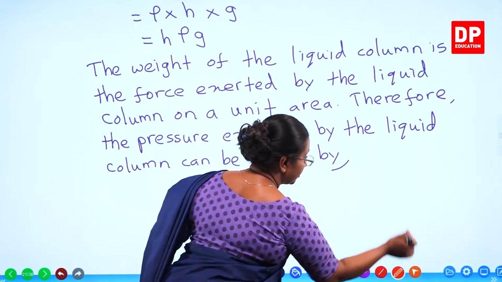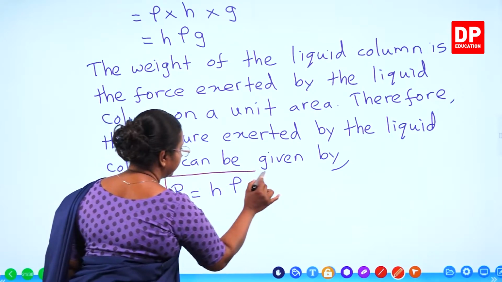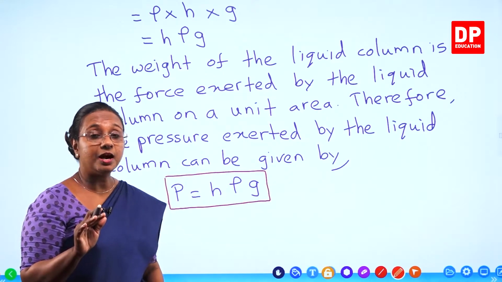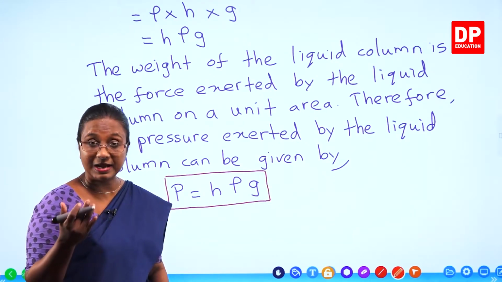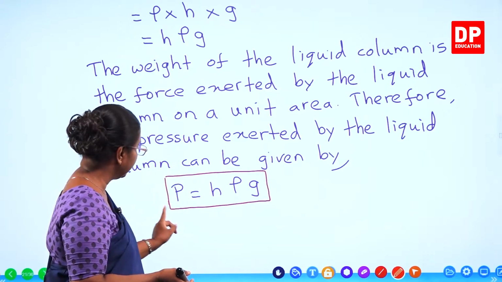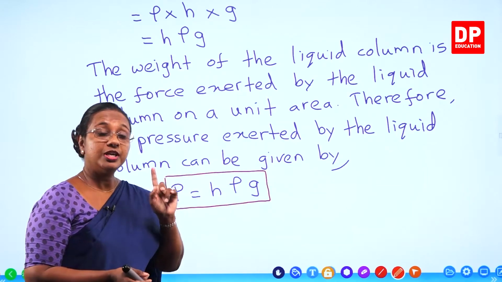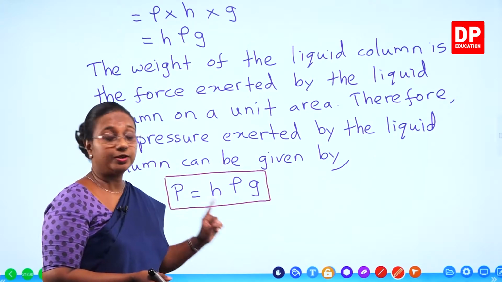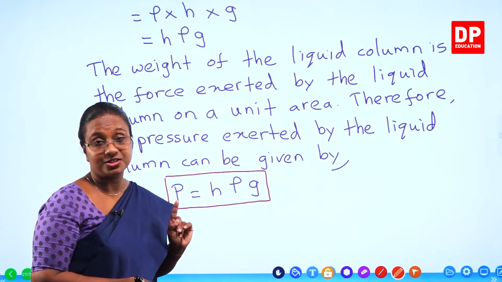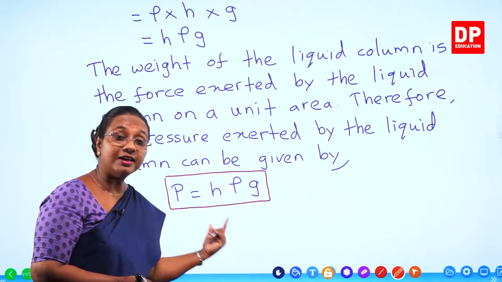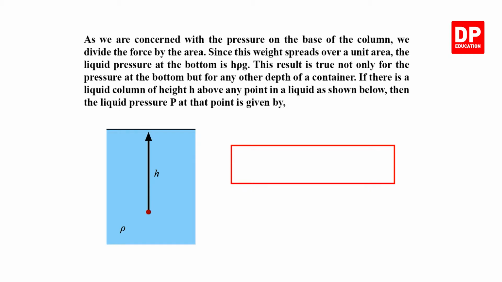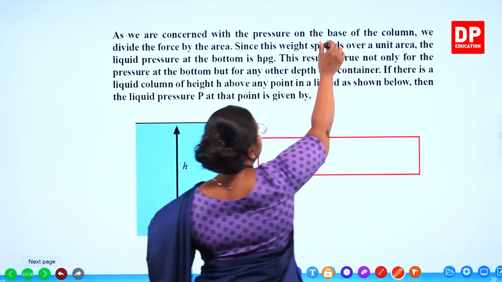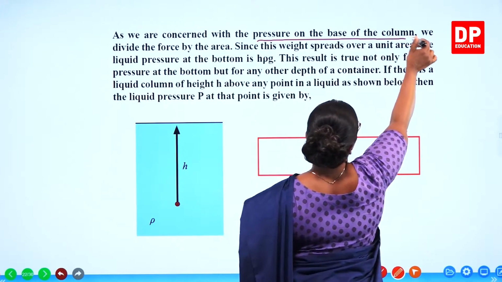So, this is an equation that you have to remember. P equals H rho G. When it comes to hydrostatic pressure or pressure exerted by liquids, it is equal to P, pressure equals H rho G. So, here also you can see, students, it depends on the height of the liquid column, the density of the liquid column, and the gravitational acceleration. Again, in the next slide also, I will elaborate this. As we are concerned with the pressure on the base of the column. So, here we consider the pressure on the base of the column.